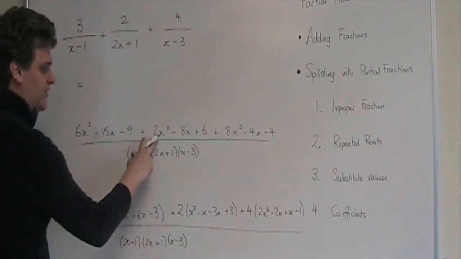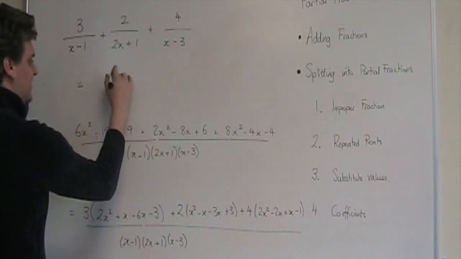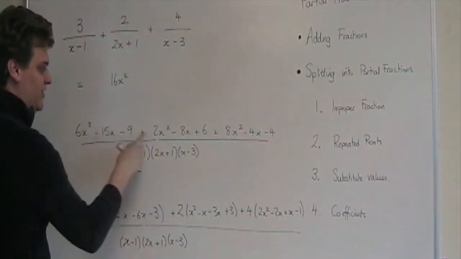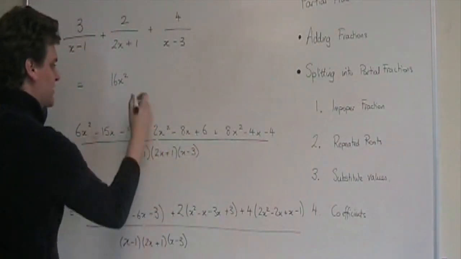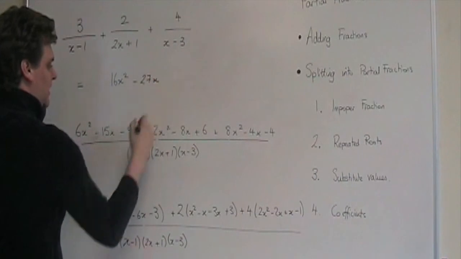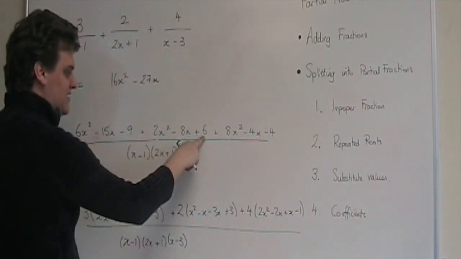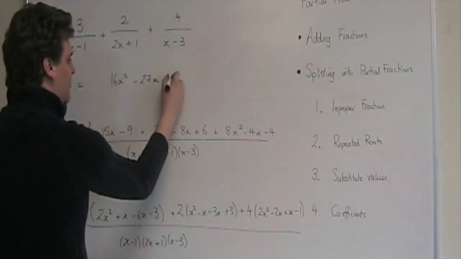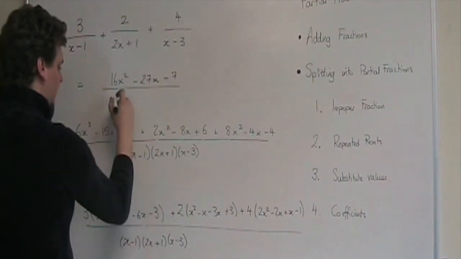6x squared, 2x squared plus 8x squared, that's 16x squared. We have plus 15 minus 8 minus 4, that's minus 27x. And then we've got minus 9 plus 6, which is minus 3. Minus another 4 is minus 7 over our denominator.